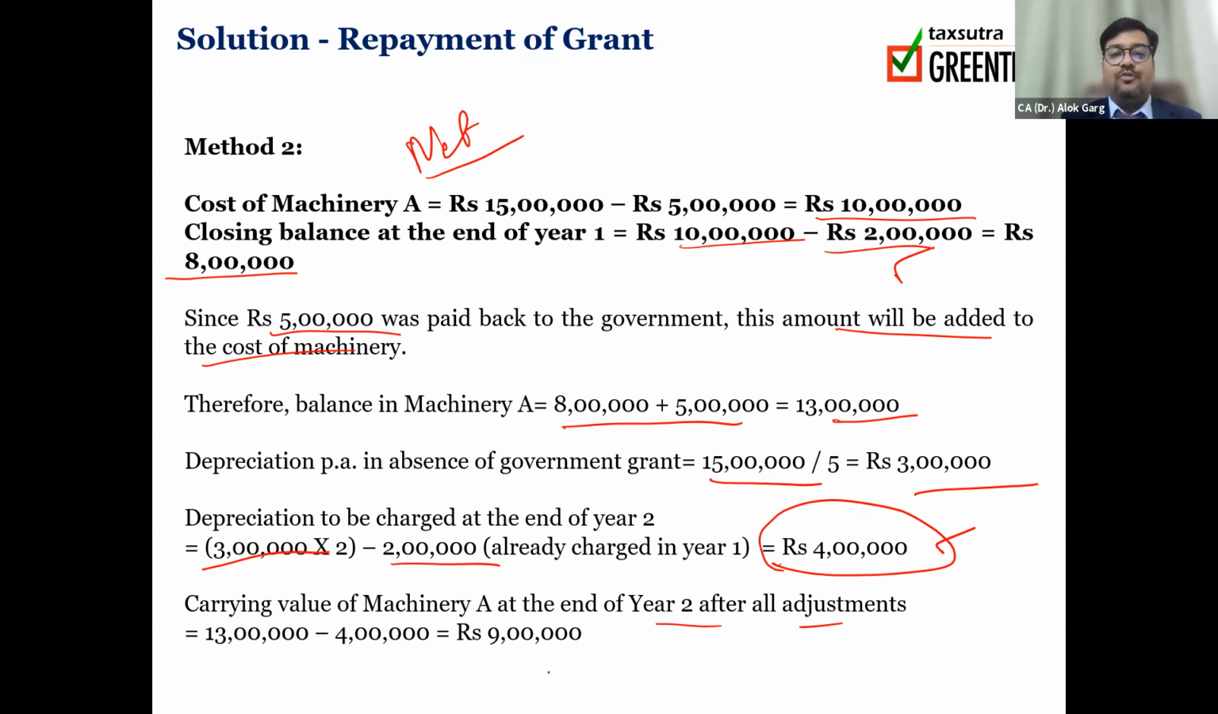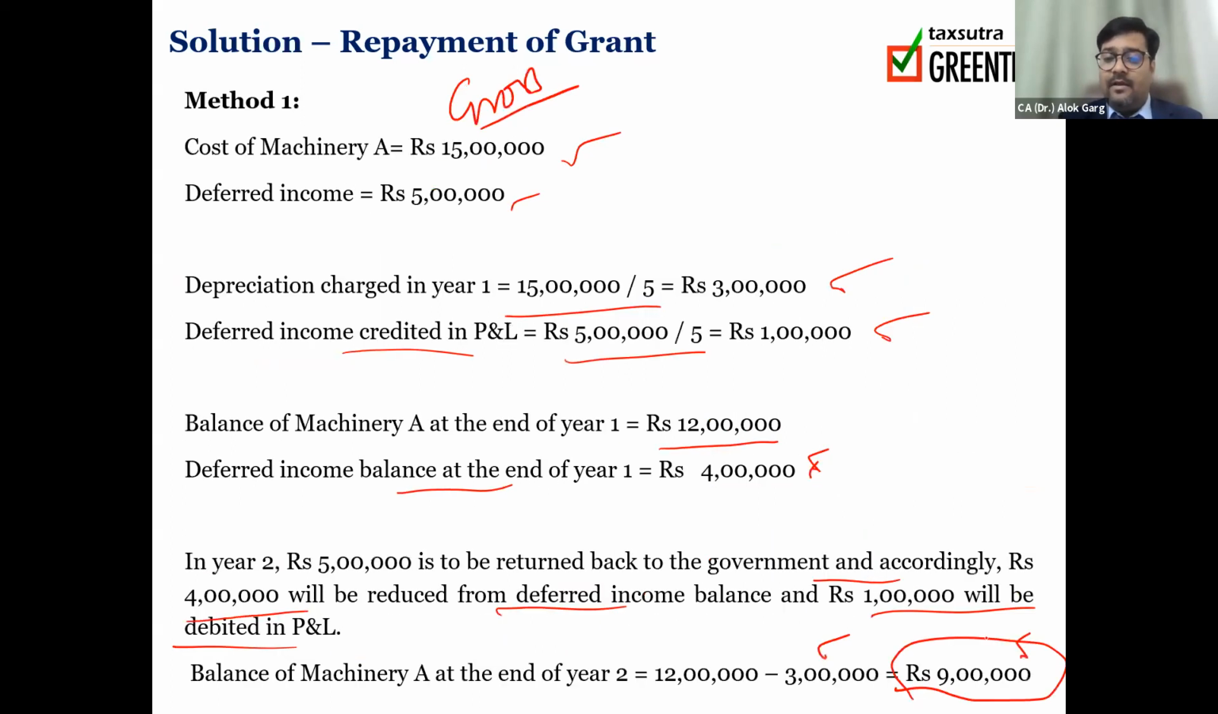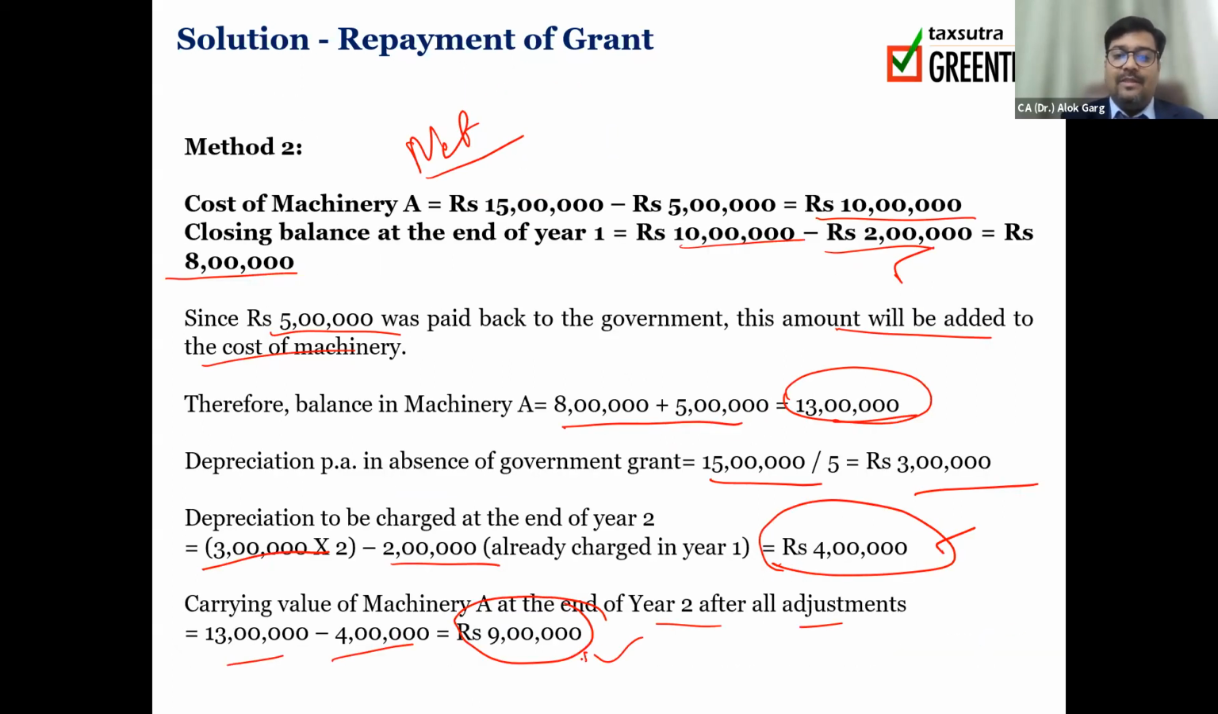Okay. So what is the carrying value of machinery A at the end of year 2 after all adjustment? So 13 lakh is the cost minus 4 lakh, which is additional depreciation, and 9 lakh is the carrying value of the machinery at the end of year 2. So it doesn't matter going by approach 1 or approach 2. The carrying value at the end of year 2 is 9 lakh rupees.